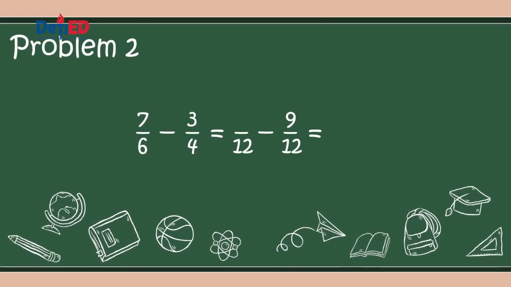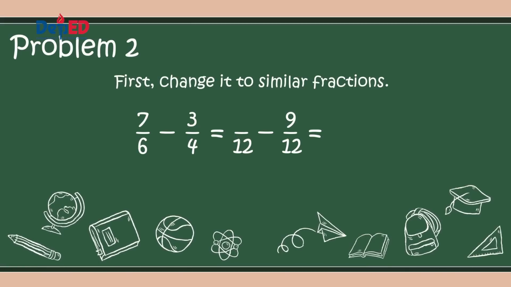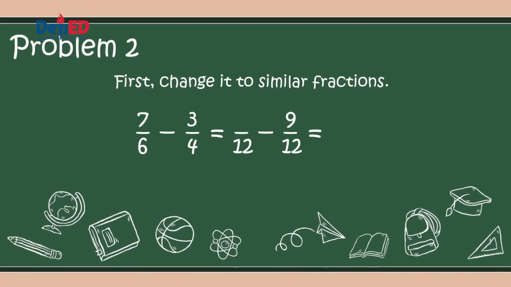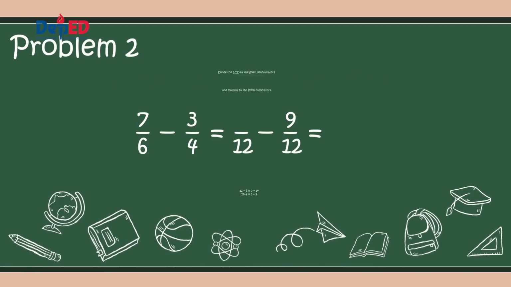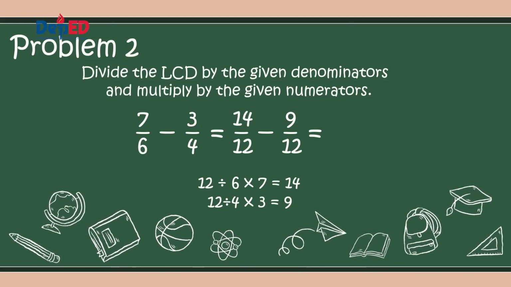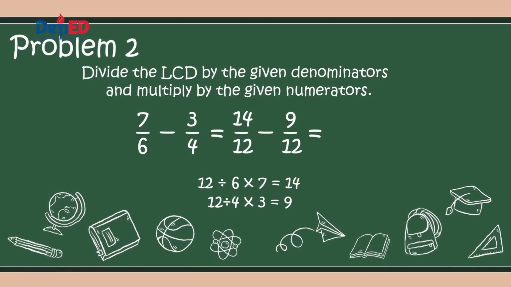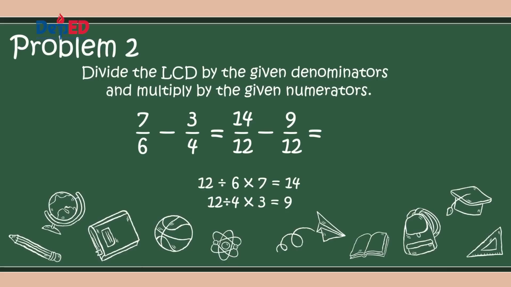Number 2. In subtracting dissimilar fractions, let us first change it to similar fractions by getting their equivalent fractions through the least common denominator or LCD. The LCD of 6 and 4 is 12. Divide the LCD by the given denominators and multiply by the given numerators. 12 divided by 6 times 7 equals 14. 12 divided by 4 times 3 equals 9.